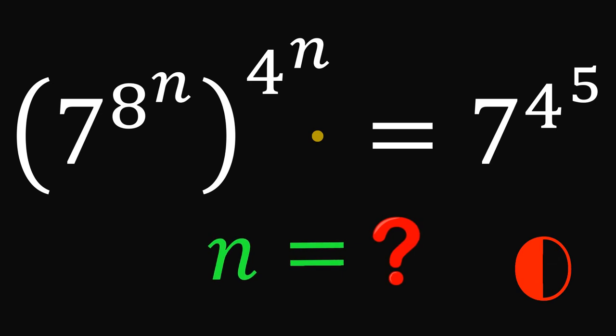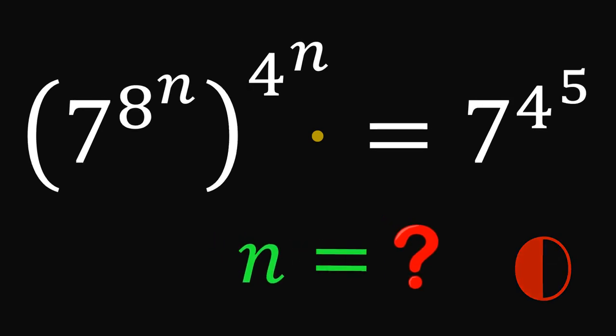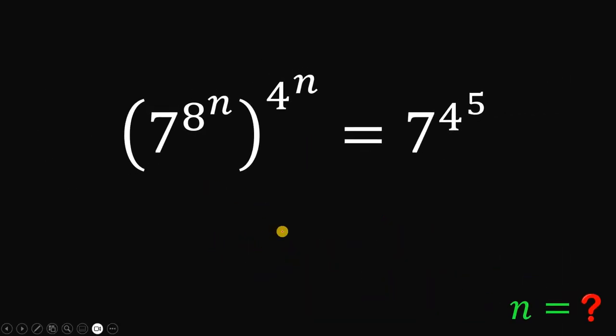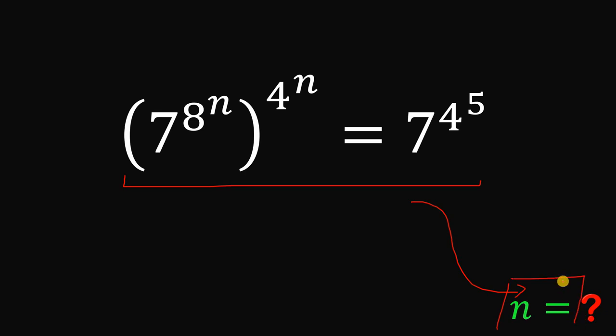And now, let's answer this question together. Alright, so, given this equation, 7 raised to 8 raised to n raised to the power of 4 raised to n equals 7 raised to 4 raised to 5, our goal is to solve for the value of n, and it says that 99% will fail answering this math challenge. Alright, so let's try.